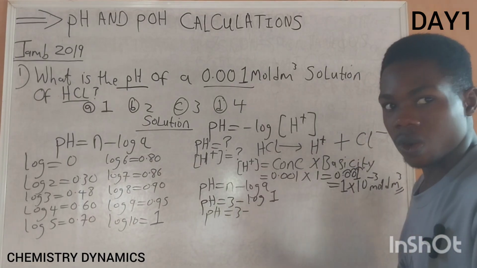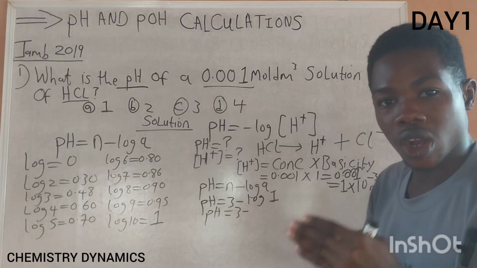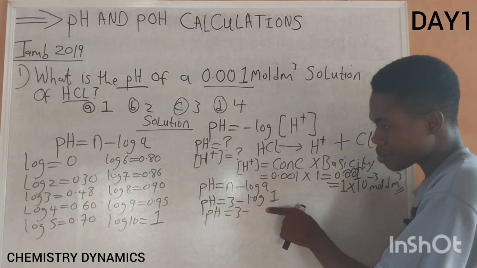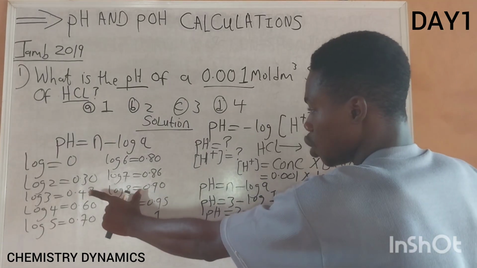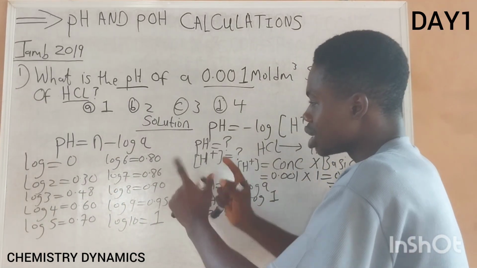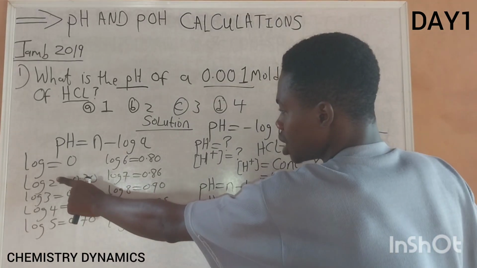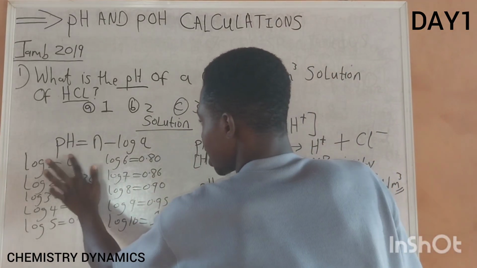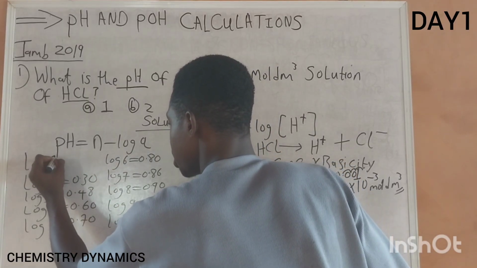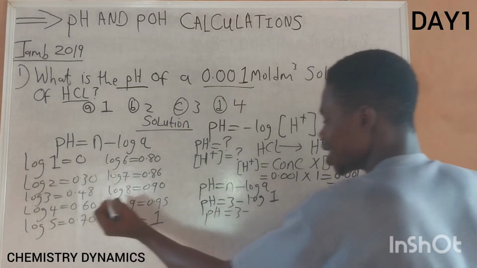Now, like I said earlier on, the JAMB calculator does not have a log table. If you're calculating a pH question, how do you know the value for log 1? That's the reason why I gave you the first 10 log table to memorize. Get used to them. They are not difficult. Now, the value for log 1, I made a mistake earlier on, is equal to 0. So please take note of them.